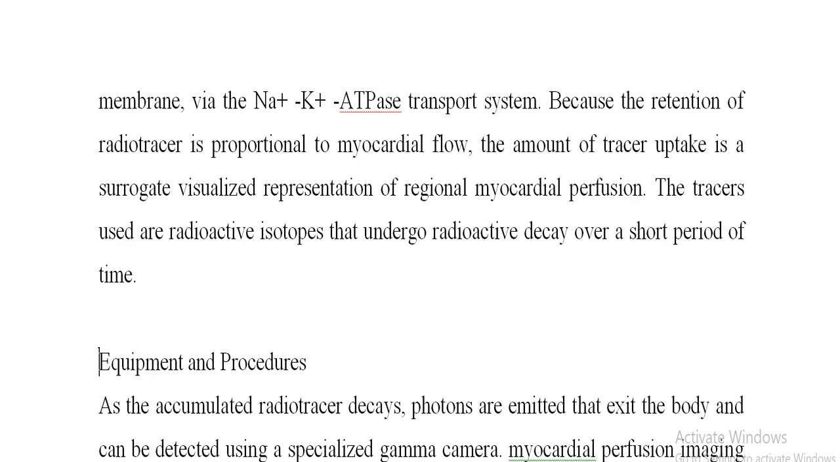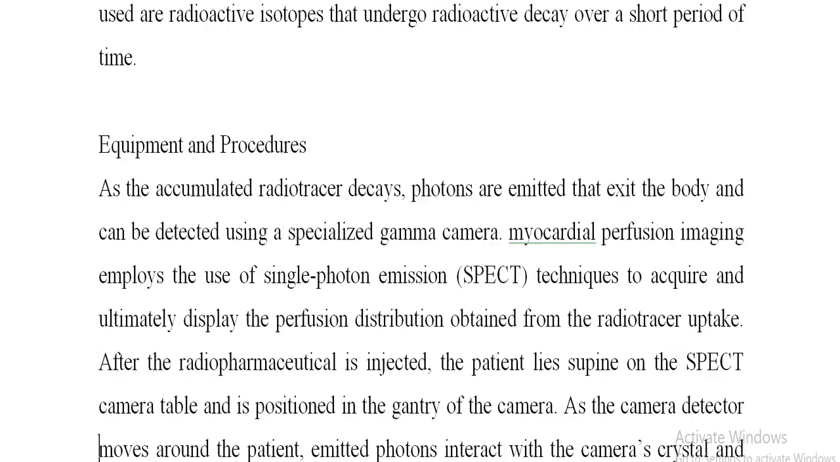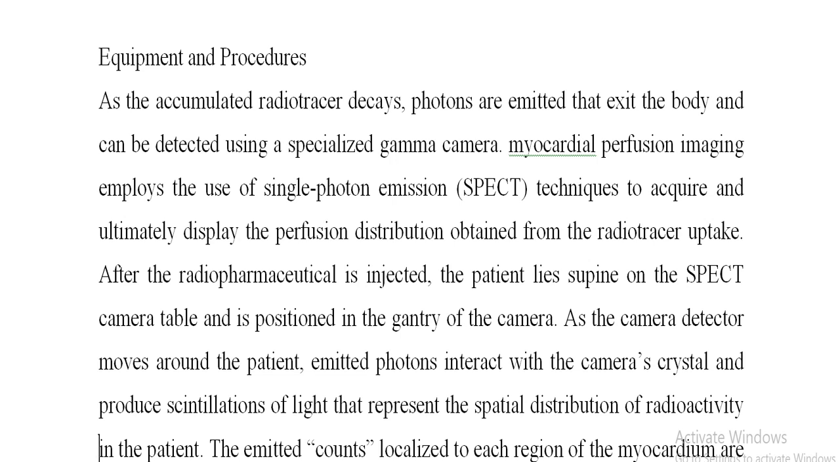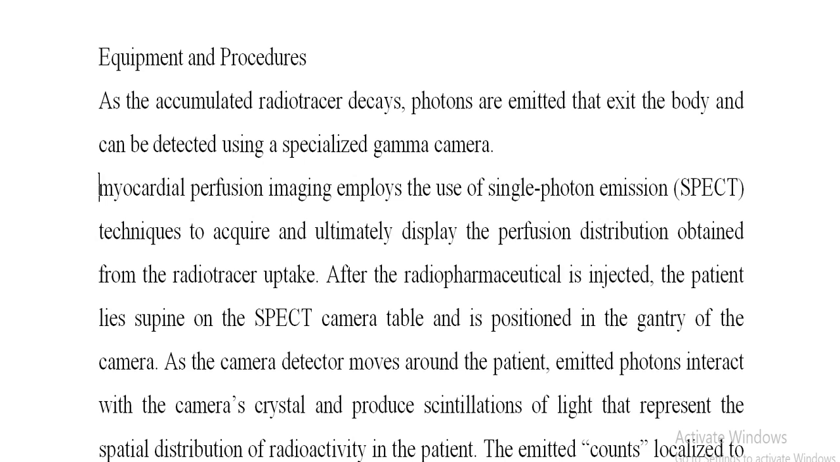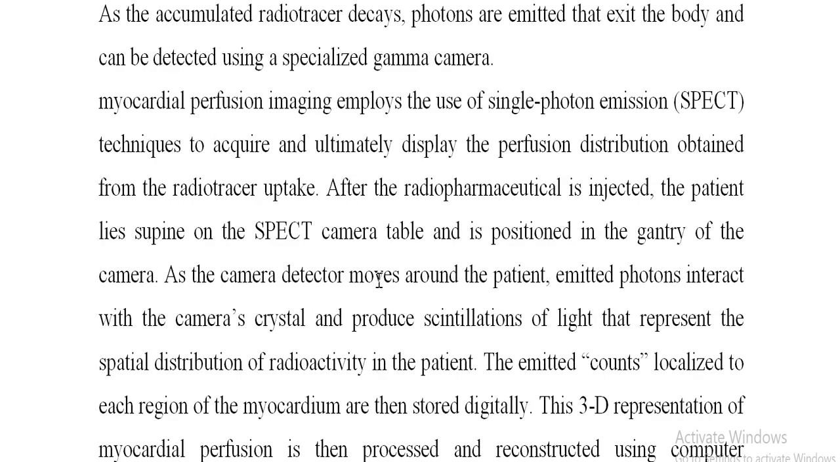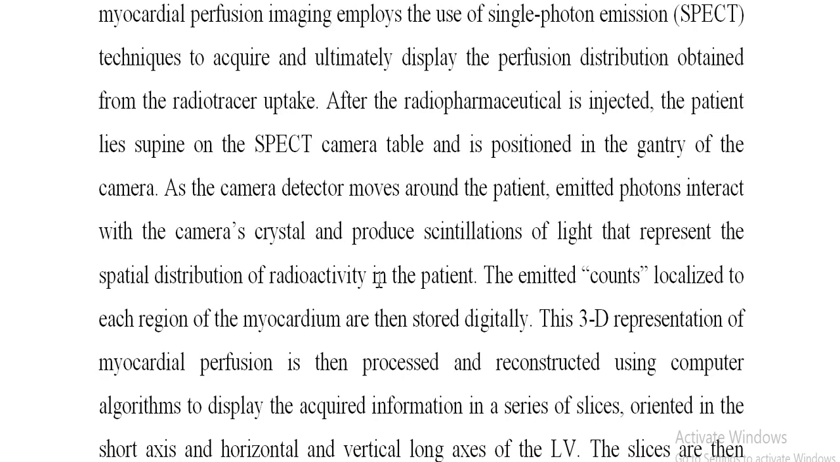Equipment and procedures. As the accumulated radiotracer decays, photons are emitted that exit the body and can be detected using a specialized gamma camera. Myocardial perfusion imaging employs single photon emission computed tomography, SPECT, techniques to acquire and ultimately display the perfusion distribution obtained from the radiotracer uptake. After the radiopharmaceutical is injected, the patient lies supine on the SPECT camera table and is positioned in the gantry of the camera. As the camera detector moves around the patient, emitted photons interact with the camera's crystal and produce scintillations of light that represent the spatial distribution of radioactivity in the patient.